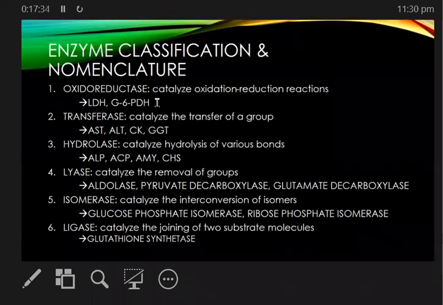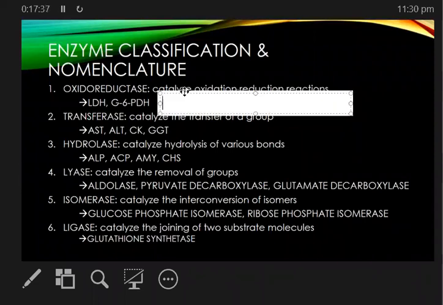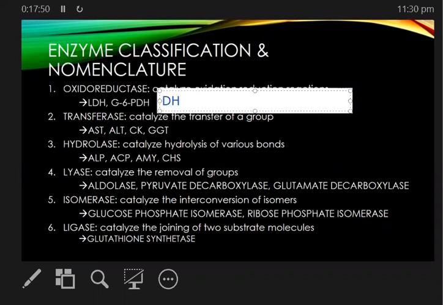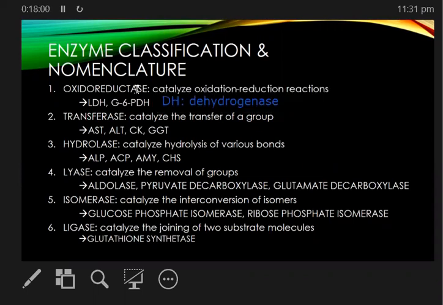So what will be our clue when it comes to your oxidoreductase enzyme? So let's take a look at the examples. We have lactate dehydrogenase and then glucose 6-phosphate dehydrogenase. So that means when you see the acronym DH, okay, which basically stands for dehydrogenase, then automatically it is an oxidoreductase enzyme. Okay, yes, and it is classified as class 1 enzyme.